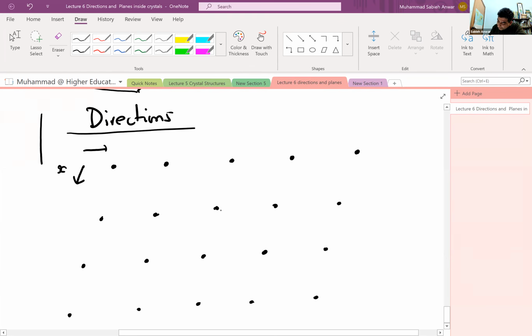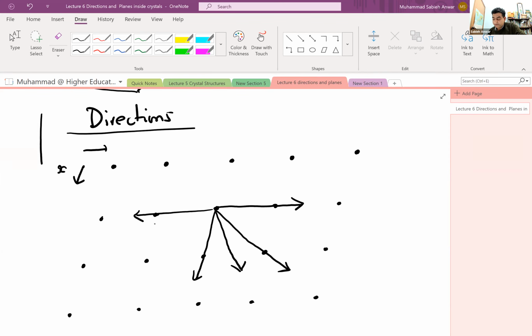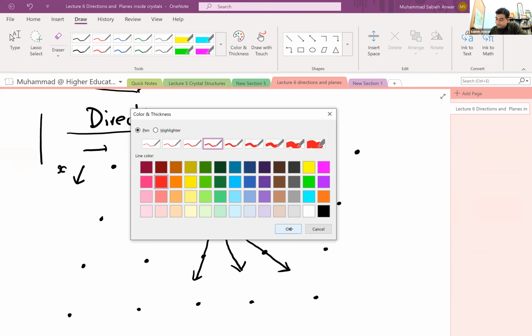So consider this direction here. I can represent directions, of course, by vectors. So this is a particular direction. This is another direction. This is yet another direction. Another direction. Yet another direction. So I can draw directions inside the crystal. And now I would like to identify these directions by suitable indices. Let's do this indexing one by one.